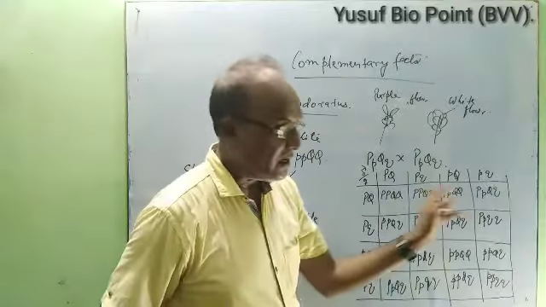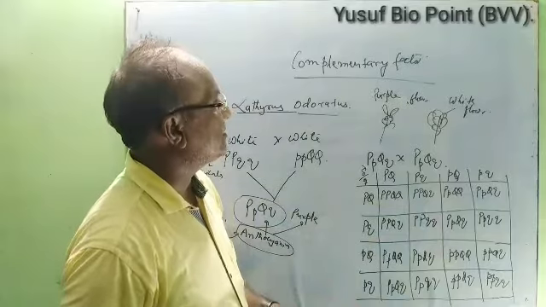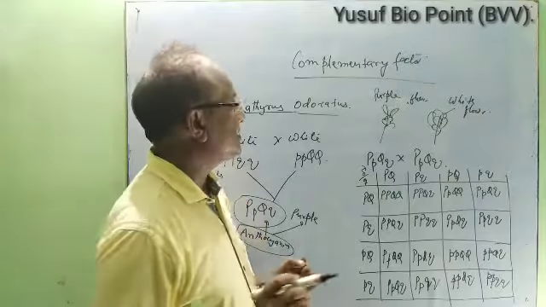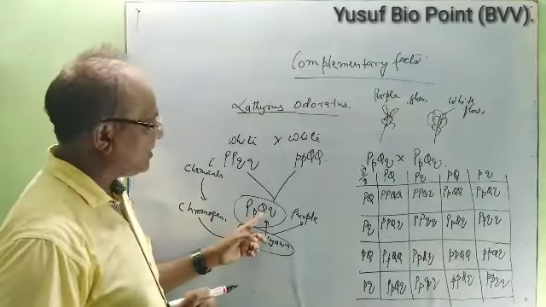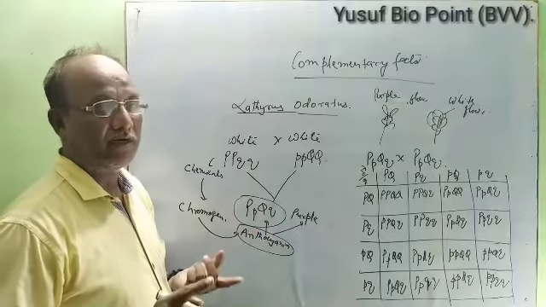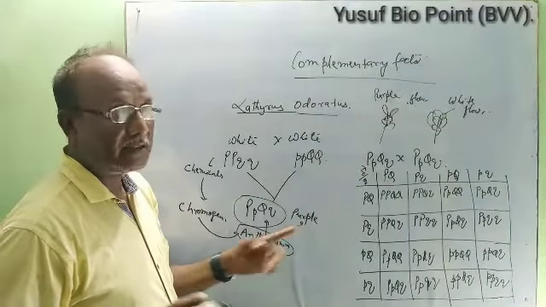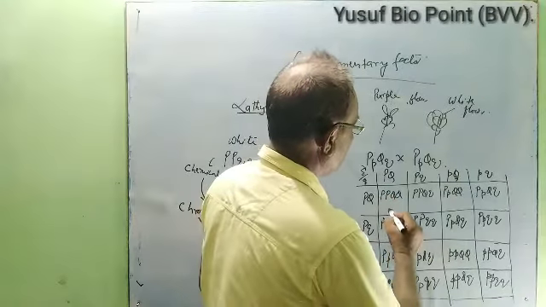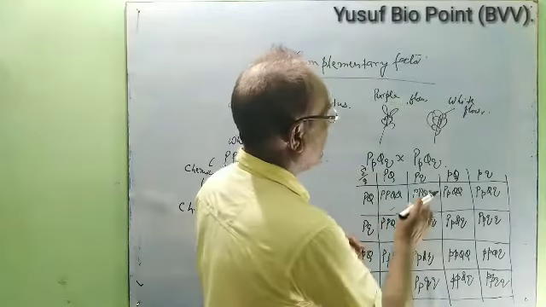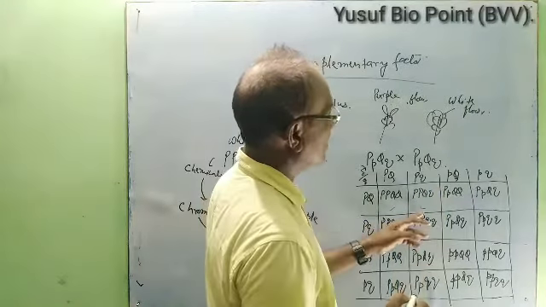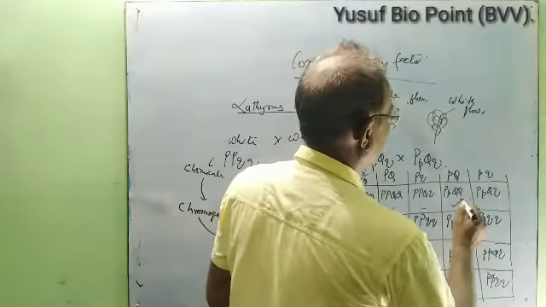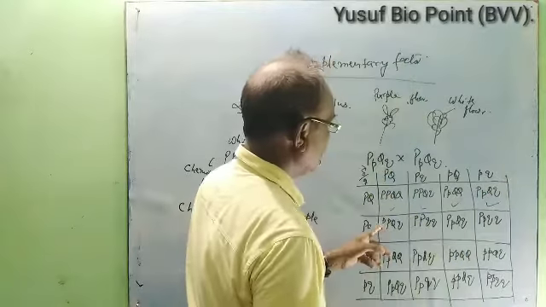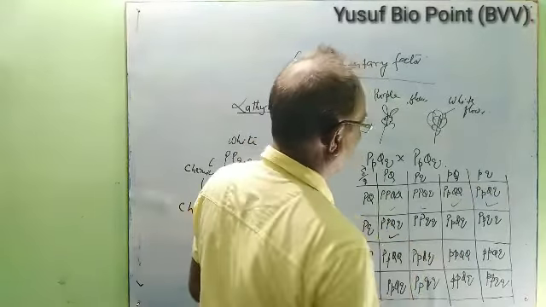Now we make a square, and we will see that 16 offspring are found. I have seen that if both P and Q are found in dominant form, that color will express. Singly, they will not express it. Here you see capital P, capital Q, so it will be colored, that is purple color. Capital P, capital Q, it is also colored, and again colored in the next ones.